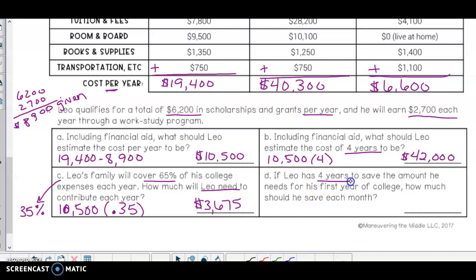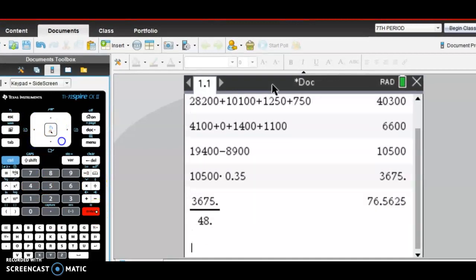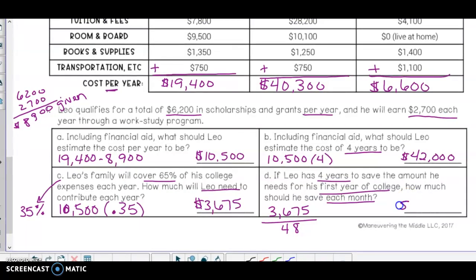If Leo has 4 years to save the amount he needs for his first year of college, how much should he save each month? Well, we need to realize that this is 48 months. So if we're only looking at his first year, which was the $3,675, we're going to divide that by 48 months. So he needs to be saving $76.56 per month.